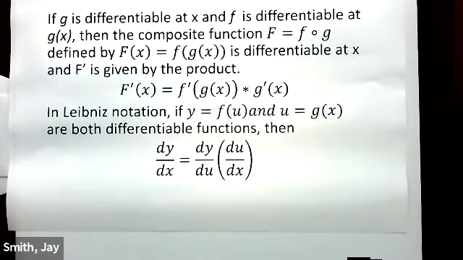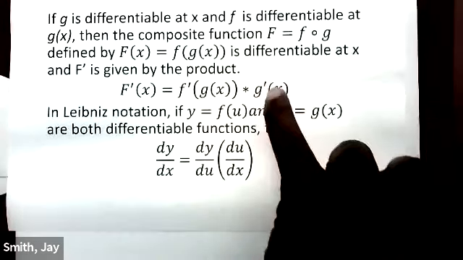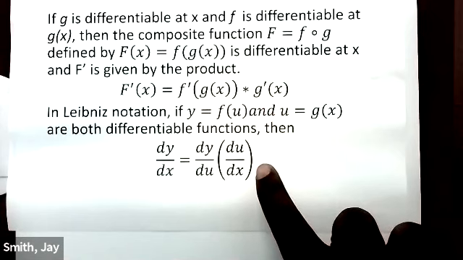Those of you still choosing to copy that down, get it copied down. Remember, this is that formal definition of the chain rule. It's given to you both in the Newton notation and in the Leibniz notation.